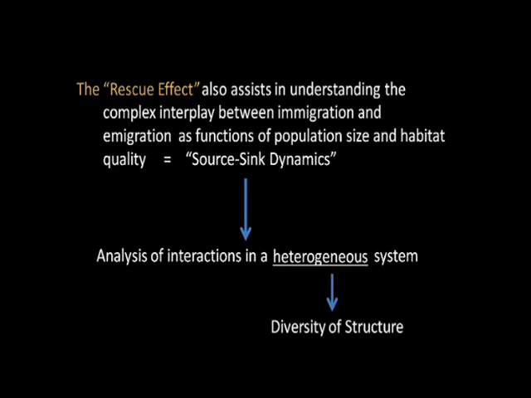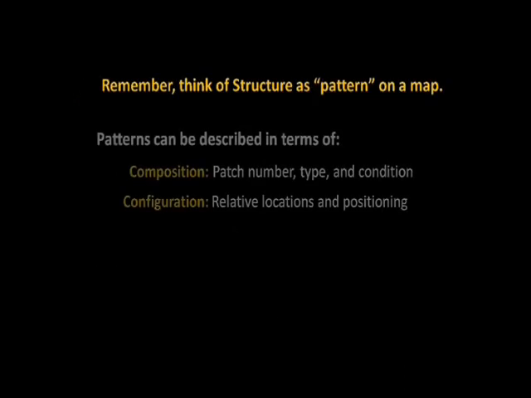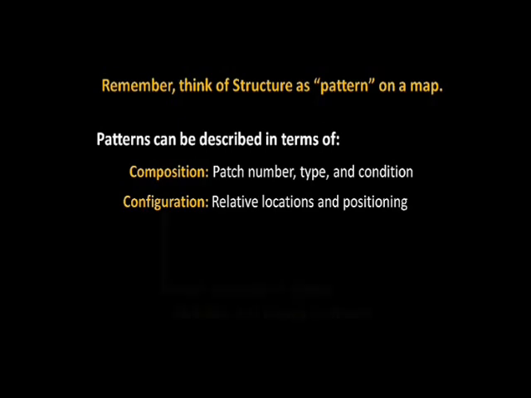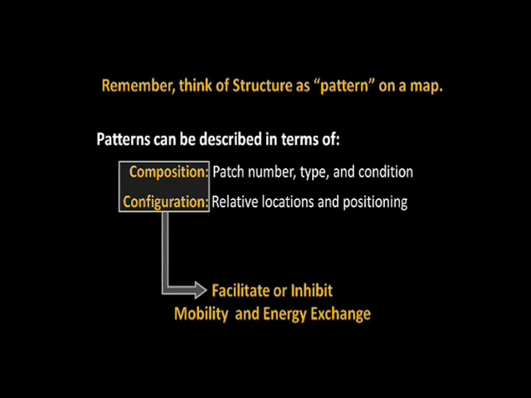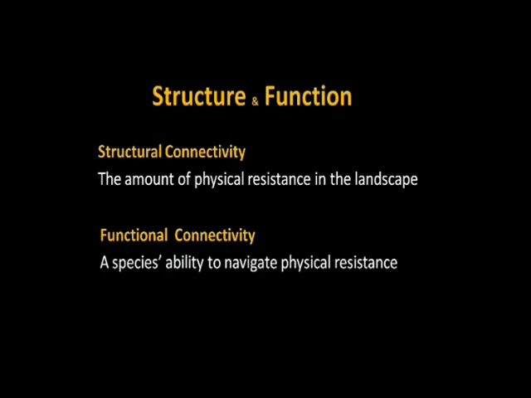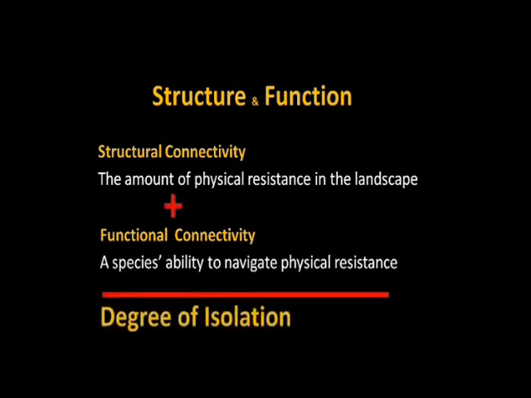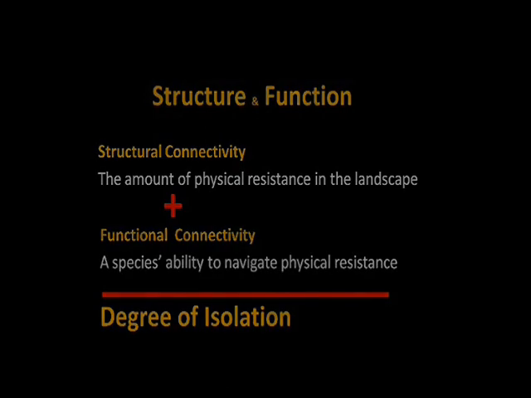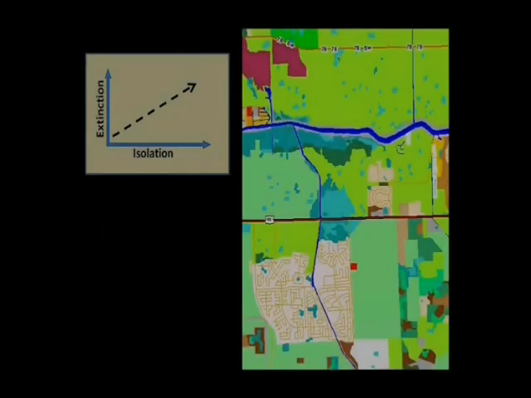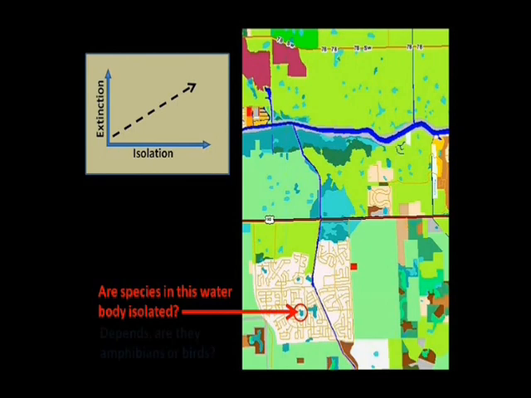All patterns can be described in terms of composition and configuration. Composition and configuration collaborate to either facilitate or inhibit wildlife mobility and energy exchange. Composition and configuration determine and quantify the amount of structural connectivity in the landscape, and as a result, predict the underlying functional connectivity between fish, wildlife, and plant species. Taken as a whole, these factors define the degree of isolation exhibited at a given patch. Therefore, before one can undertake a meaningful evaluation to determine if a particular species is isolated or at risk, both structural and functional connectivity must be contemplated.